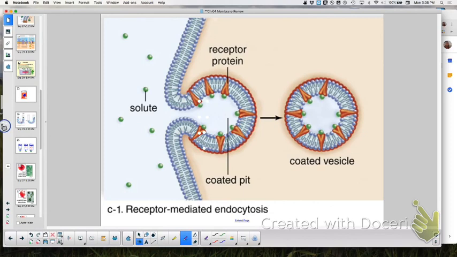What else? Is there a set amount of the receptor proteins on each thing, or are they all the same? What you're seeing right here is not a good representation. There would probably be a whole bunch more receptors in that patch or area before it did that. Okay. What else?